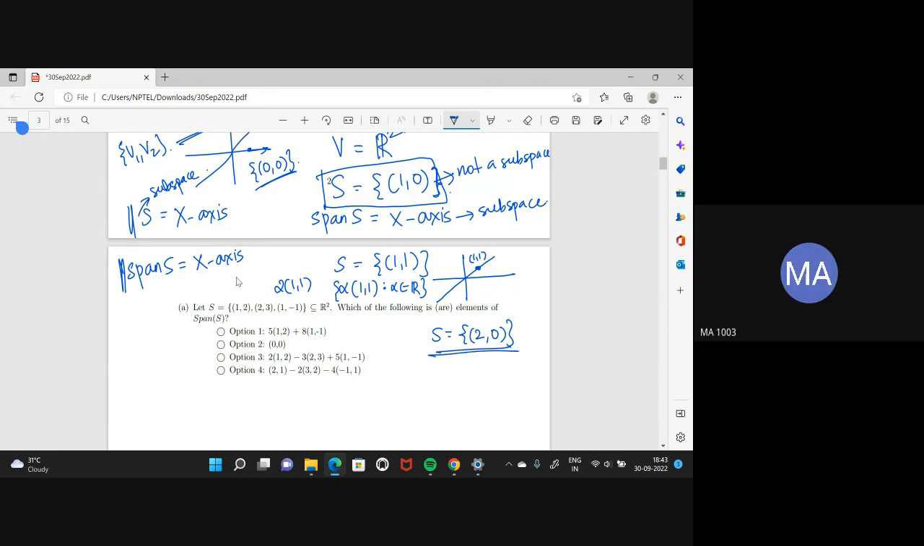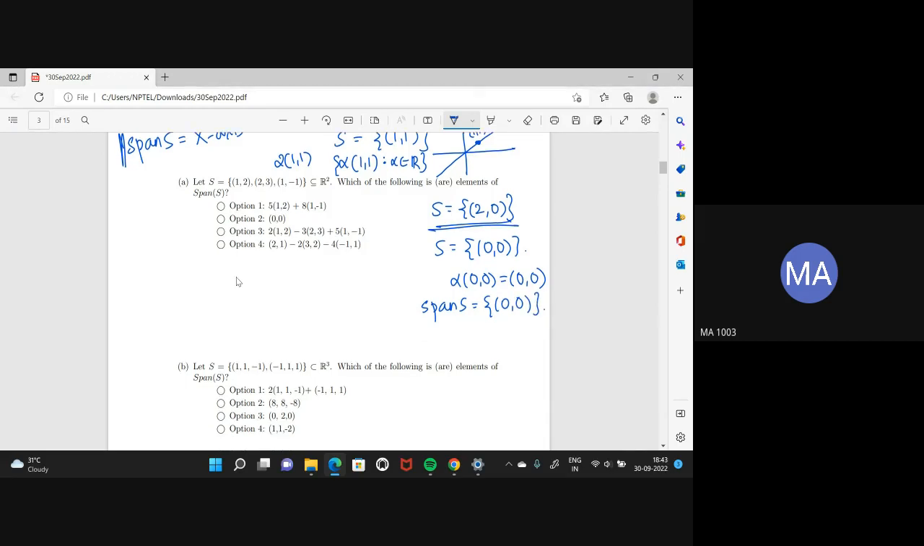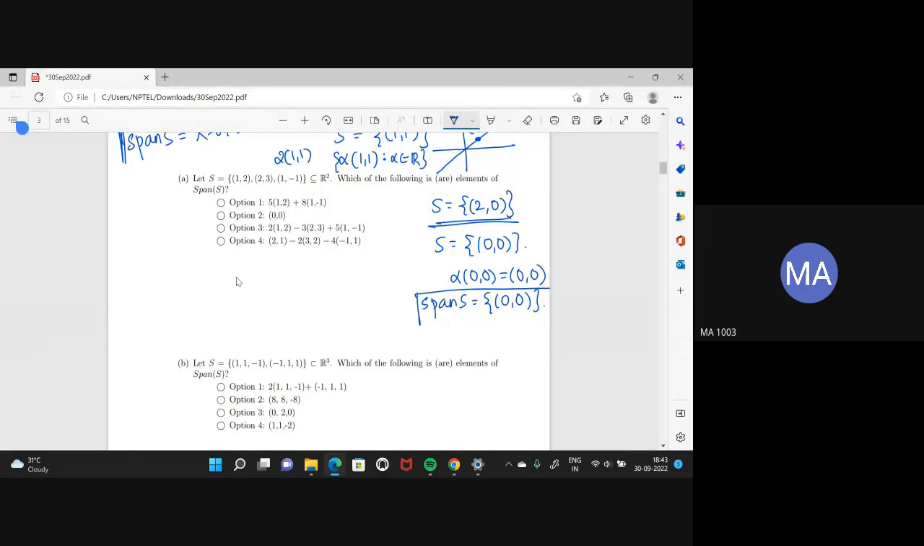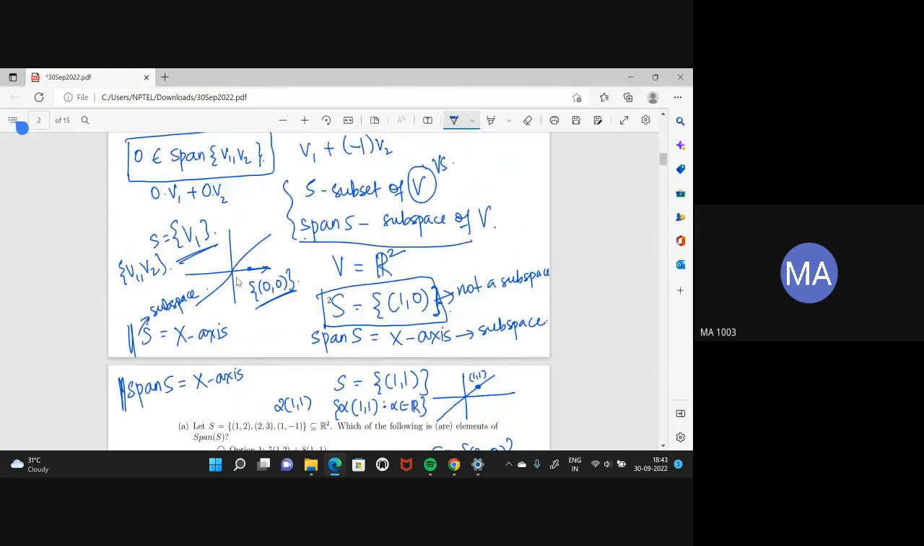What is the span of this set? The entire x-axis. Span of the zero vector, the point: you're not going to get anything else, no? If S is equal to {(0, 0)}, then alpha times (0, 0) is always going to be (0, 0), whatever be alpha. So it's a point. Is it a subspace? Yes, it's just the zero vector. So this is always a subspace. So whatever be our set S, the span of S is always a subspace.